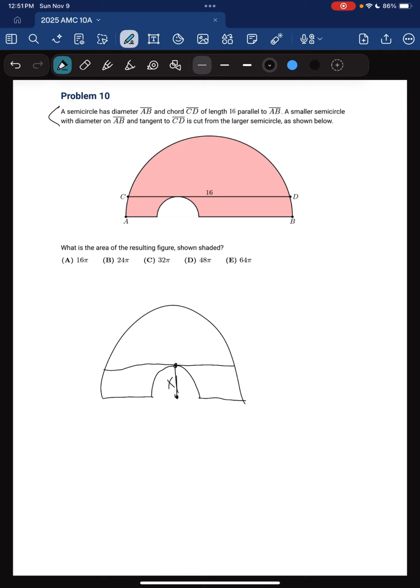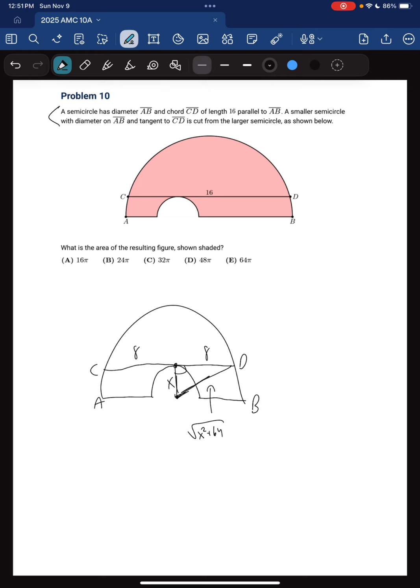Well then, what's the radius of this entire semicircle? Well, if CD is 16, then you have 8 and 8. So this radius is going to be, by the Pythagorean theorem, the square root of x squared plus 8 squared, which is 64. And that's all we need.